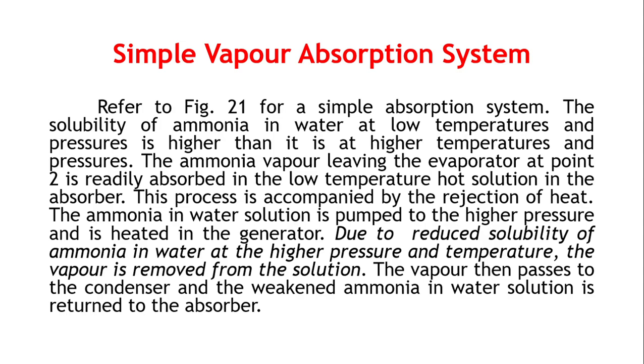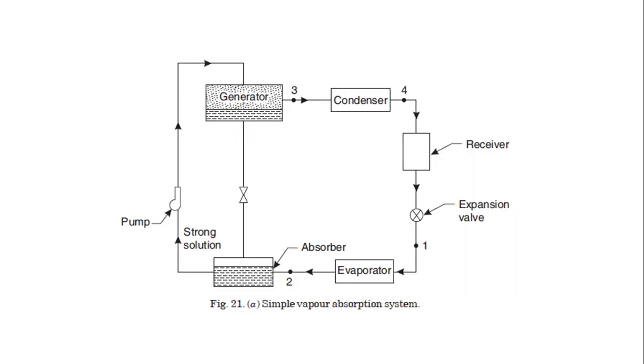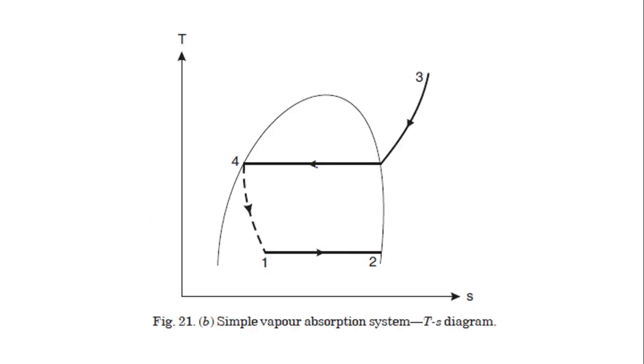The ammonia in water solution is pumped to higher pressure and heated in the generator. Due to the reduced solubility of ammonia in water at higher pressure and temperature, the vapor is removed from the solution. This vapor then passes to the condenser, and the weakened ammonia and water solution is returned to the absorber. This is the cyclic process which repeats in a vapor absorption refrigeration system. In this way the simple vapor absorption refrigeration system works.